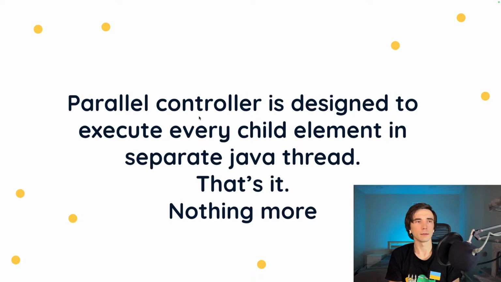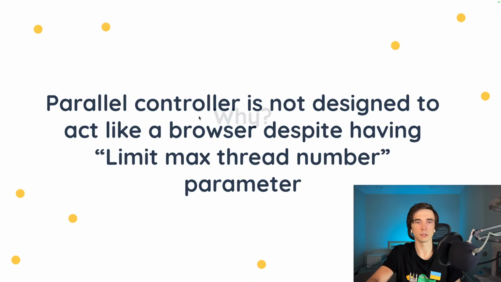So one of the main contributors, a pretty good guy actually, mentioned that it is designed pretty straightforward. There is no complex logic inside the parallel controller. Its goal is to create a separate thread for each child element inside it and execute it. That's it. So execute in parallel, right? So if we have 20 requests inside the parallel controller, that's just an example.